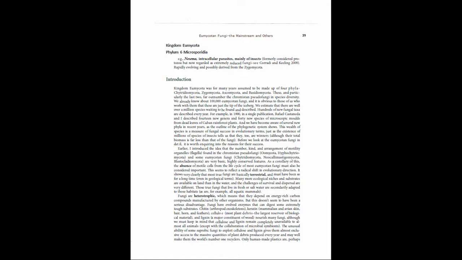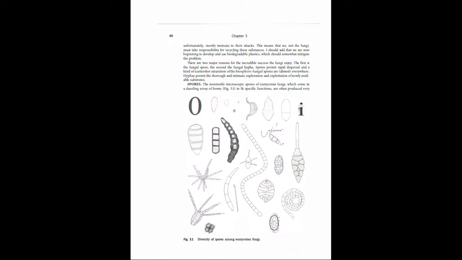The unusual ability of some saprobic fungi to exploit cellulose and lignin gives them almost exclusive access to the massive quantities of plant debris produced every year and may well make them the world's number one recyclers. Only human-made plastics are, perhaps, unfortunately, mostly immune to their attacks. This means that we, not the fungi, must take responsibility for recycling these substances. I should add that we are now beginning to develop and use biodegradable plastics, which should somewhat mitigate the problem.